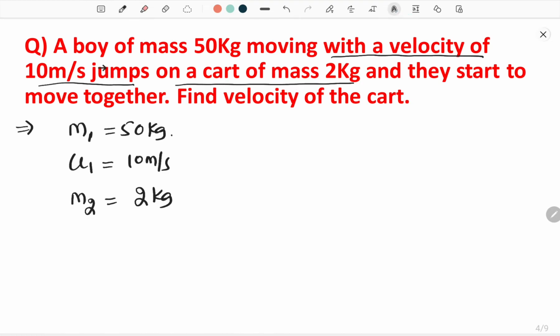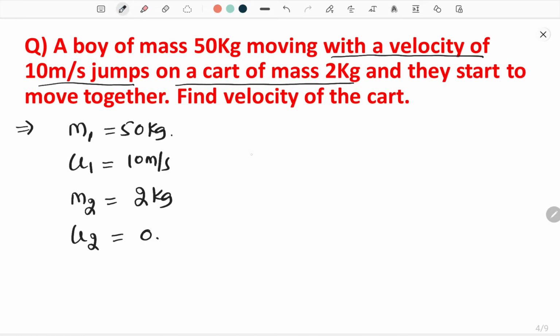Look at this. A boy of mass 50 kg is moving with a velocity of 10 meter per second. That is done. Jumps on a cart of mass 2 kg, that is m2, and they start to move together. That means initially the cart must have been at rest, so I will take u2 is equal to 0, the initial velocity of the cart. They start to move together. Find the velocity of the cart.